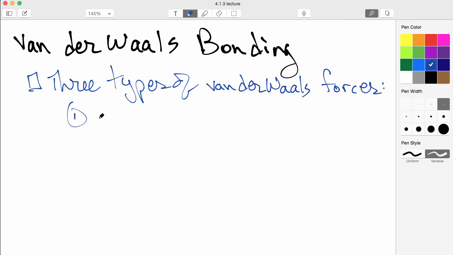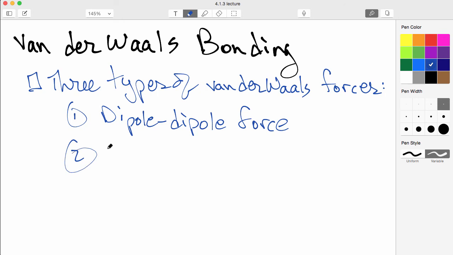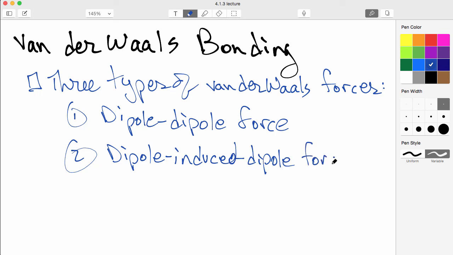First of all, there's dipole-dipole force. There's a dipole-induced dipole force. And then lastly, there's a repulsive force.